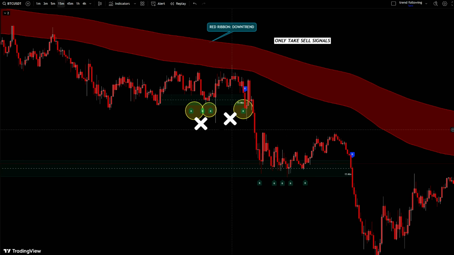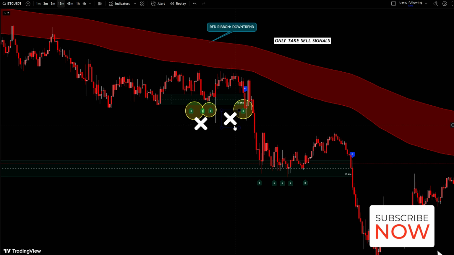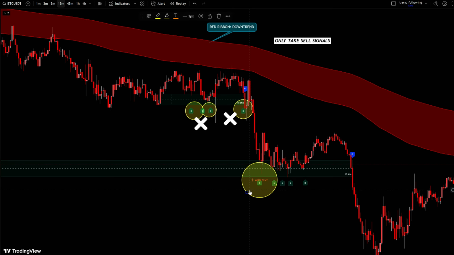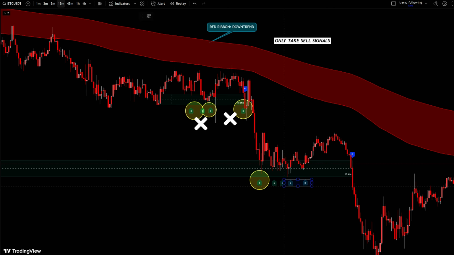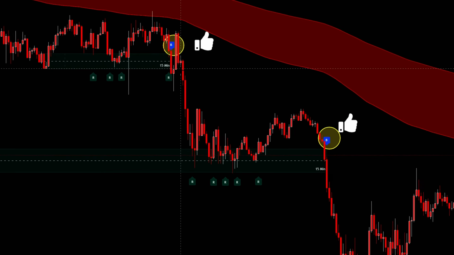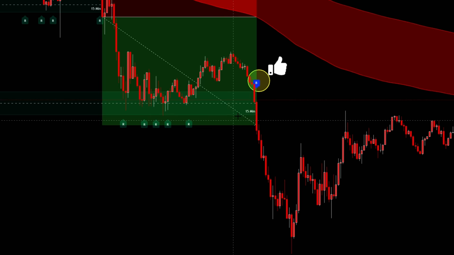Now flip it. In the next example, the trend is clearly down. Red ribbon, price below it, and you see a few retest signals of a demand zone. But remember, we're in a downtrend. Those buy setups, skip them. They're fighting the flow. Instead, look for the breakout signals below those same demand zones. That's where you'll often find high probability sell setups in line with the trend.